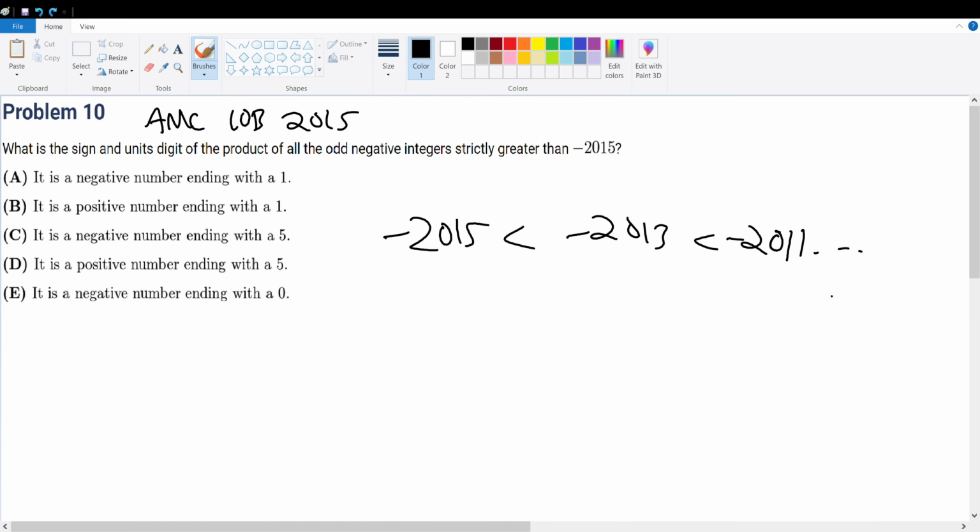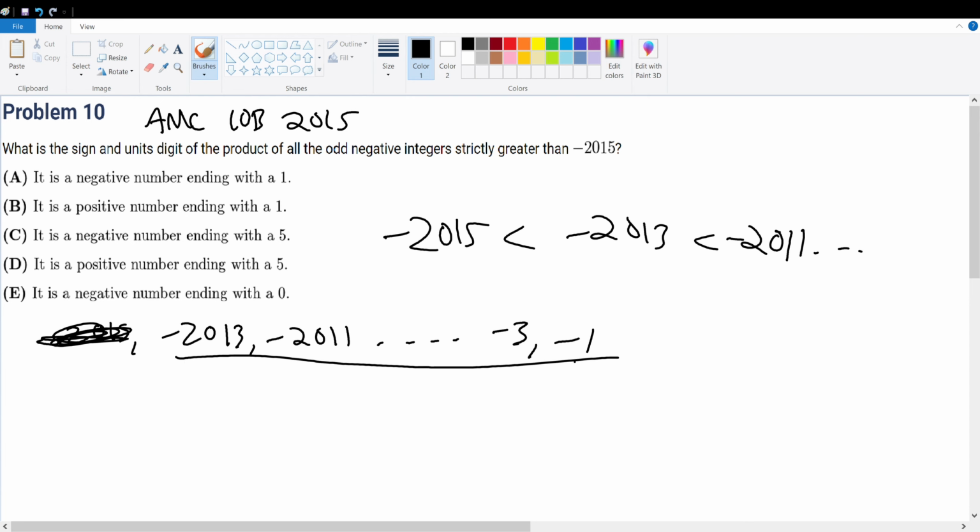So what is the sign and units digit of the product of all the odd negative integers strictly greater than negative 2015? We have a sequence: negative 2013, negative 2011, and so on, all the way down to negative 3, negative 1. These are all the integers strictly greater than negative 2015, so we cannot include negative 2015, we only include this series. Every single time we increment by 2. So it's an arithmetic series, and we can draw a general solution.